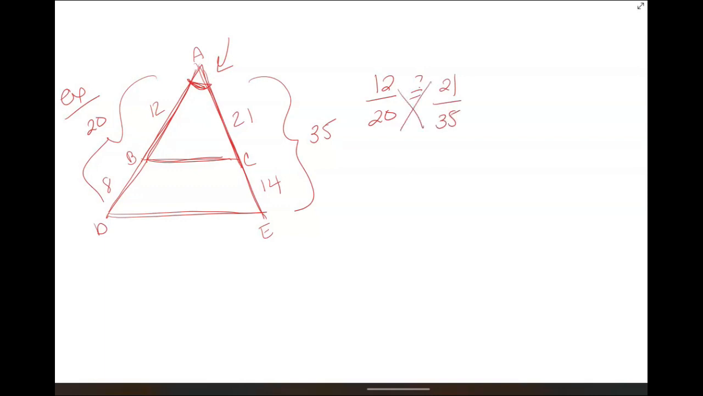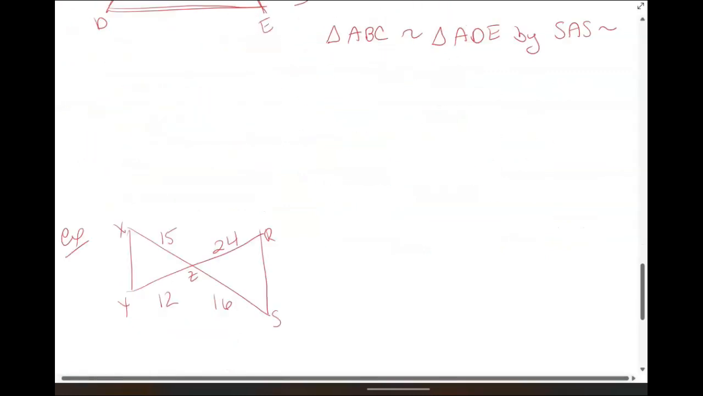And let's go ahead and cross multiply. 12 times 35 is 420. And then 20 times 21 is also 420. Okay, so now we have sides in proportion and we have the included angle. So we can say yes, triangle ABC is similar to triangle ADE by the side angle side similarity. Okay, hopefully that's not too bad.